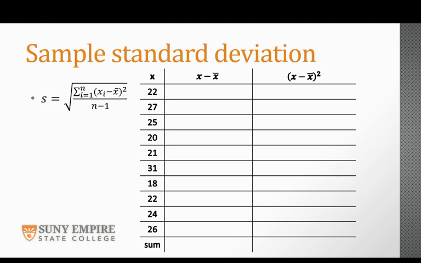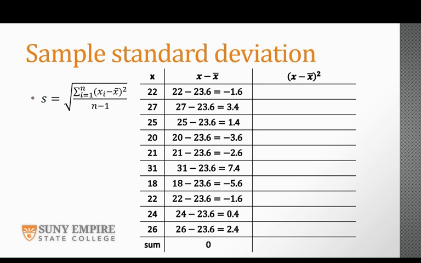Now, we need to find our sample standard deviation. The general formula is that the sample standard deviation s is equal to the square root of the sum of the squares of the measured values minus the sample mean, divided by the sample size minus 1. The easiest way to do so is to work through the calculations step by step in a table.